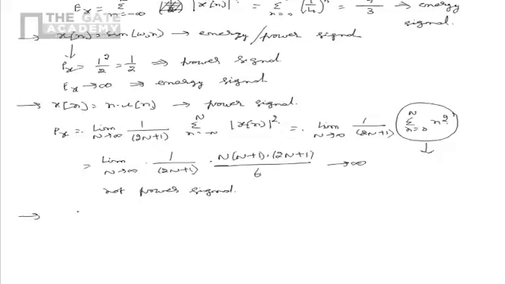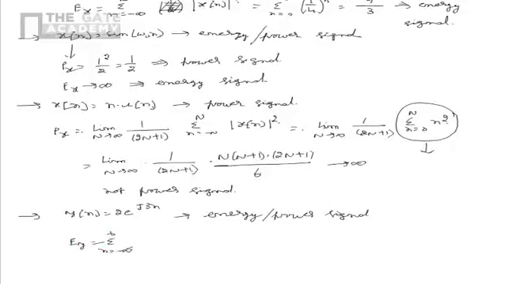Now, let us consider another signal, y of n is equal to 2 into e power j 3n. Check if it is energy or power signal. The energy of the signal Ey is given as sigma n equal to minus infinity to plus infinity mod of y of n whole square. This can be written as sigma n equal to minus infinity to plus infinity of 4, which tends to infinity. Therefore, the given signal is not energy signal.